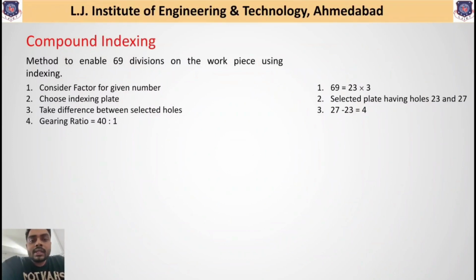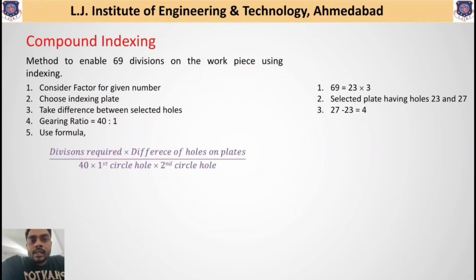So just simply write this step, the gearing ratio available is 40:1. Now the next step is to use the main formula that is given over here, and this formula will help you to calculate or to solve this question in further steps. So the formula is division required multiplied by difference of holes on the plates divided by 40, and 40 is nothing but the gearing ratio.